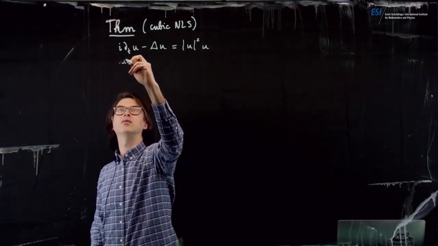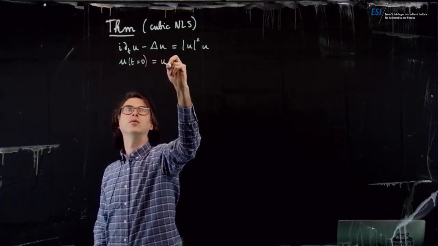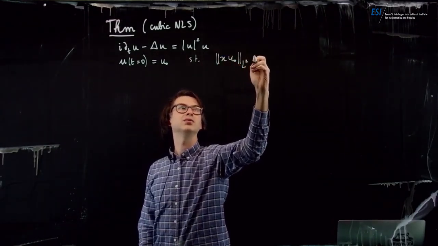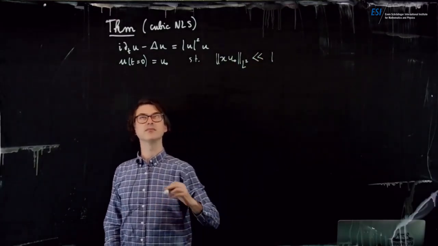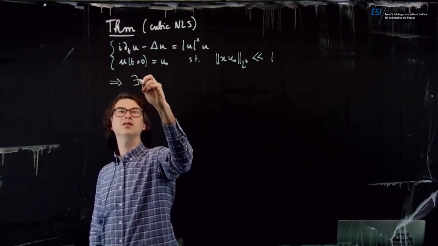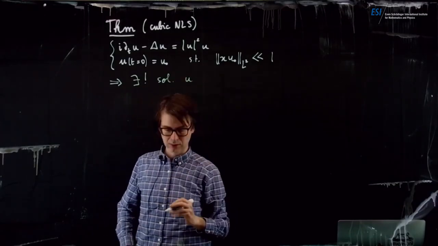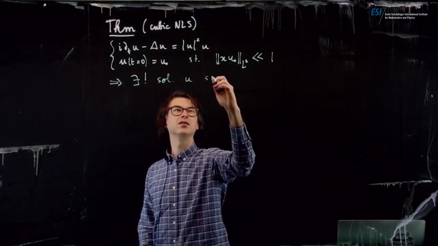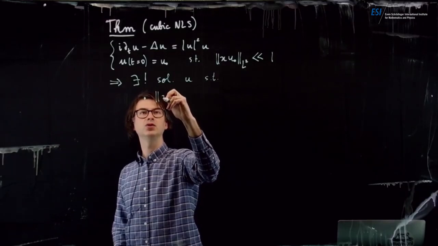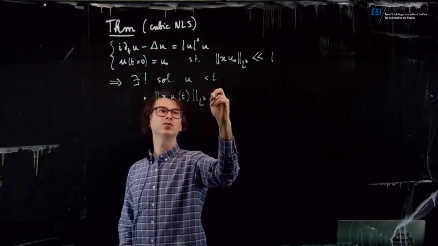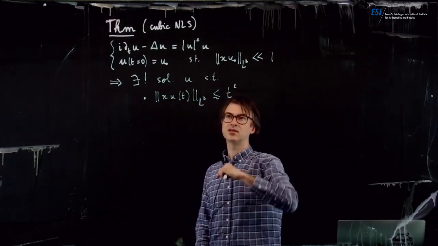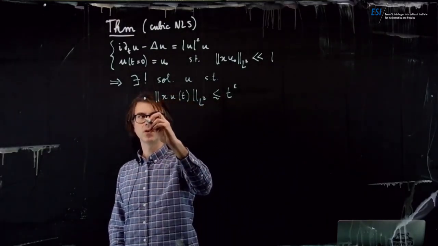And we provide data which are such that the norm of x u naught in L2 is small. Then there exists a unique solution u, which is such that, you have a couple of things. First, x u of t in L2 grows at a slow rate, t to the epsilon, where epsilon is small, and ultimately it depends on the size of the data. No, not even for any epsilon.